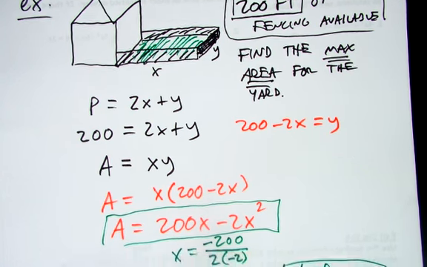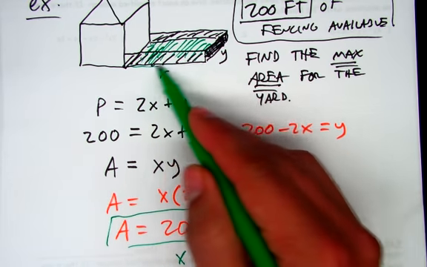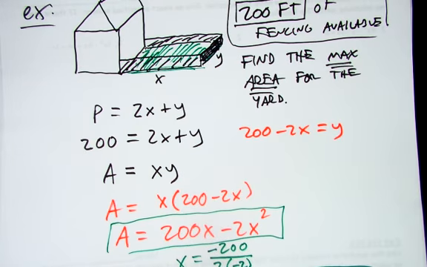Yes. P is perimeter, A is area, and the way we defined it was X was the length dimension and Y was the width dimension. Good. Any other questions?